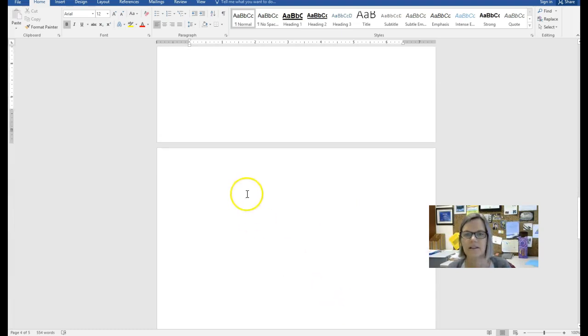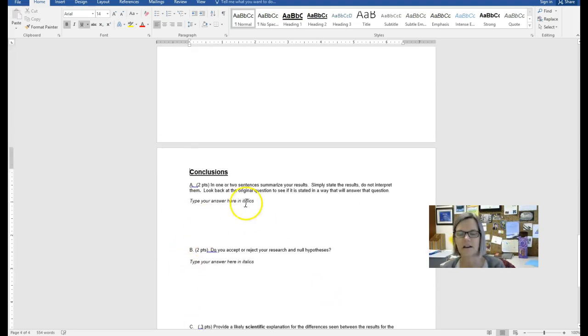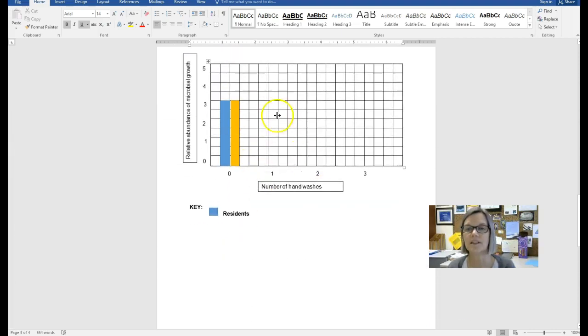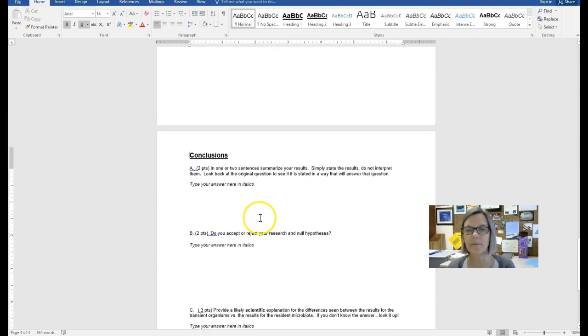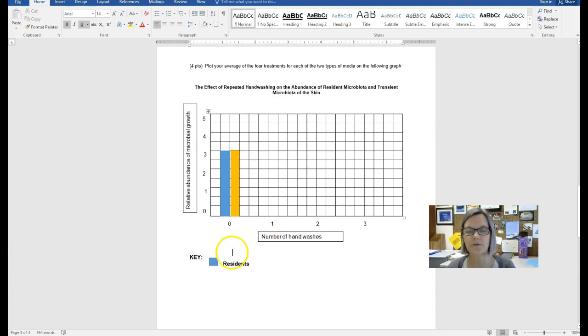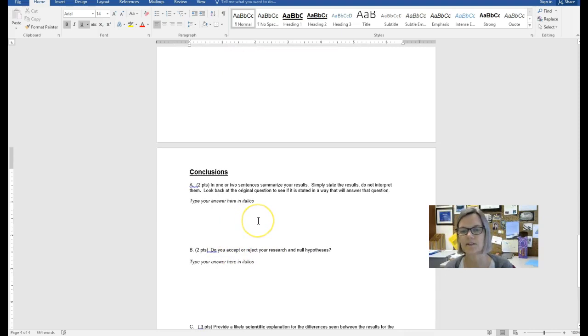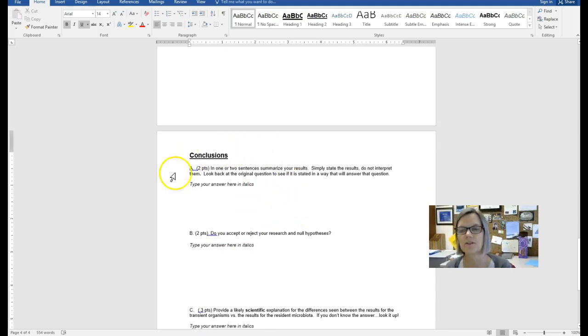I left this as a Word document, so you might need to move things around. Conclusions, summarize your results. I don't need to see your numbers, I can see that on your graph, but tell me what happened. If you were sitting at the dinner table and you said, guess what, I did this hand washing thing, and these washed off and those didn't, or both these kinds of bacteria washed off the same. So give me a summary of what happened in there.